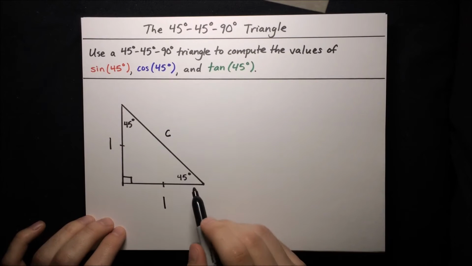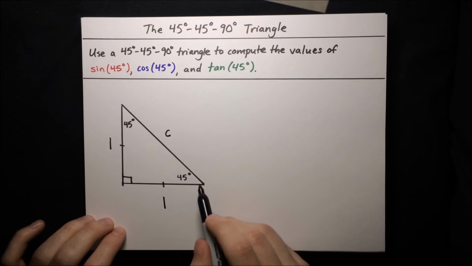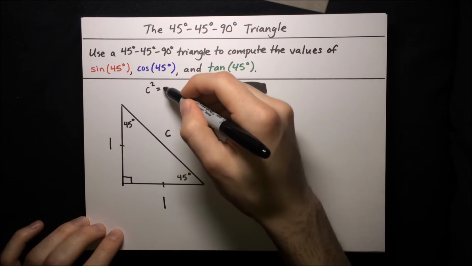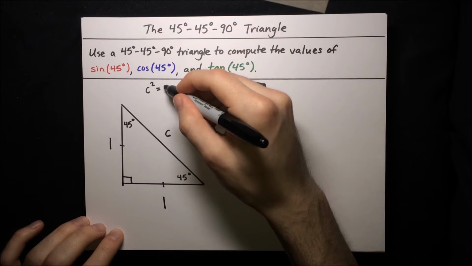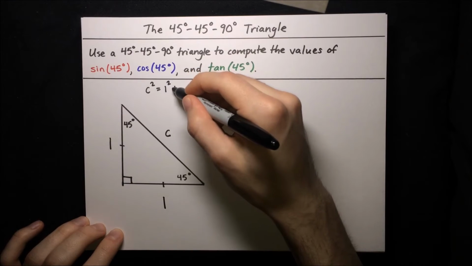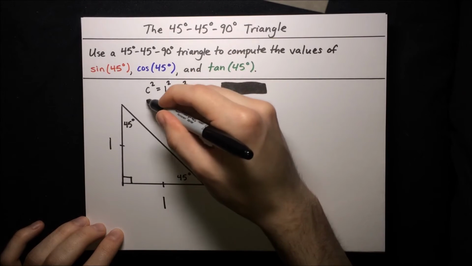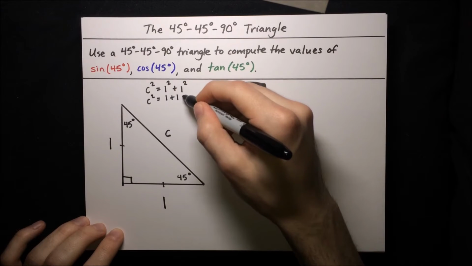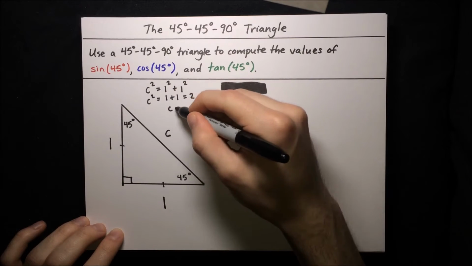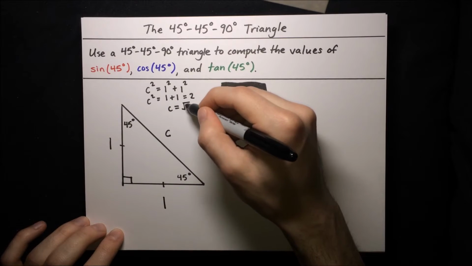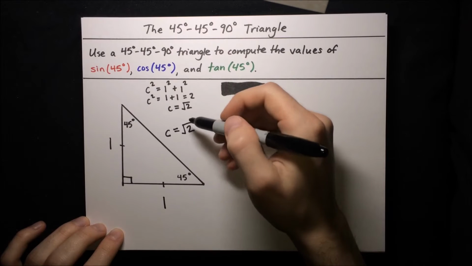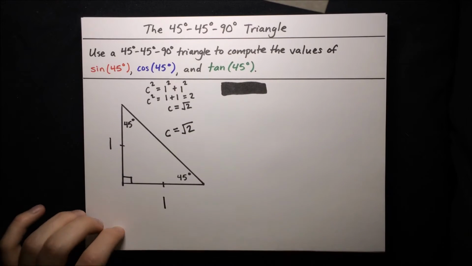Let's call that c. Well, we can just use the Pythagorean theorem. By the Pythagorean theorem, c squared has to be equal to the sum of the sides squared. So 1 squared plus the other 1 squared. So c squared equals 1 plus 1, which is just equal to 2. So taking the square root, c has to be equal to the square root of 2. So there we go. c is root 2. And there we've got our triangle, with sides 1, 1, root 2.